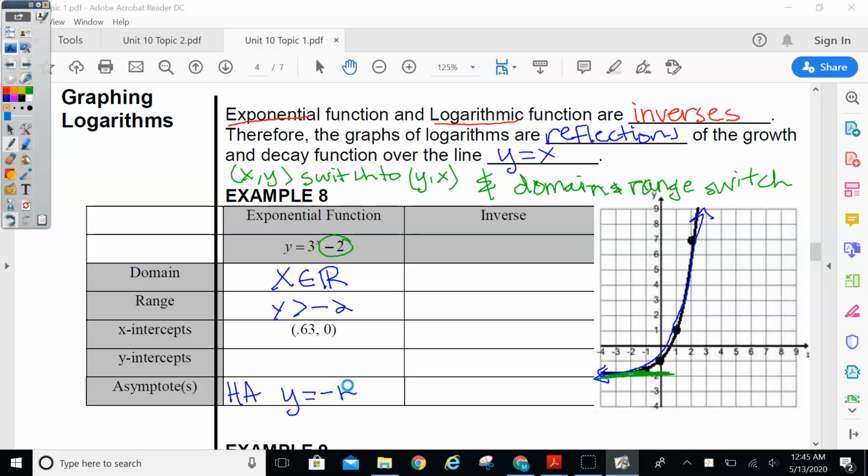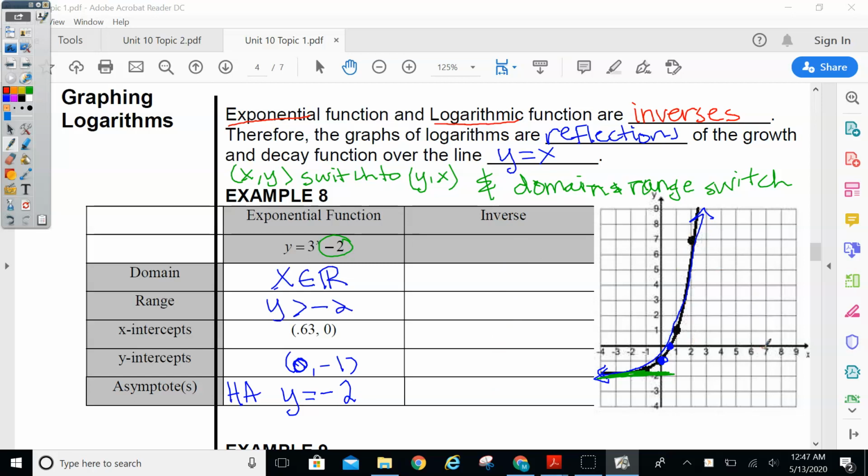Okay, and then we look at the points. So -2. And then we look at the actual coordinates. So the x-intercept is right here, and I tell you that it's 0.63 because you really can't see that or tell exactly. The y-intercept right here is (0, -1). Okay, so let's graph the logarithmic one, and then we'll come over here and give its critical information.